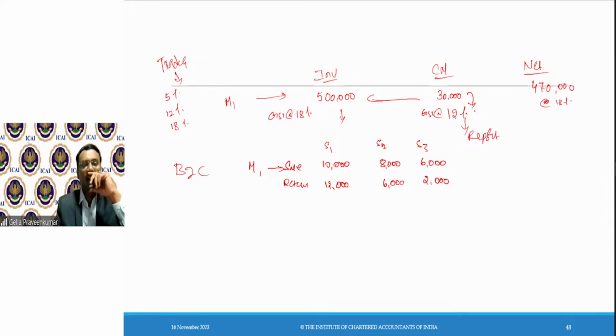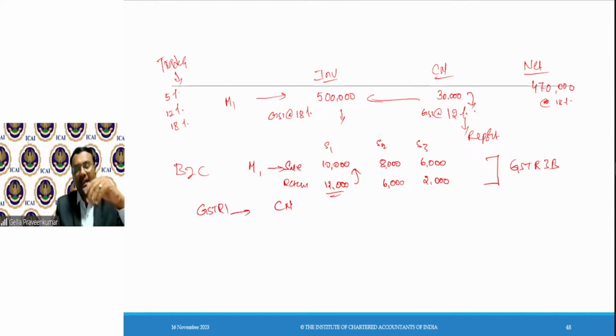Now, sales of 10,000, returns of 12,000. So how is it possible? Probably my sales of previous month got returned in current month. Now, because my sale return is higher than the sales, the accountant thinks only to the extent of 10,000, let me report. Now, this is what happens in case of my GSTR 3B. In case of GSTR 1, there is no restriction. In GSTR 1, I can report my credit note in the month in which I have raised this particular document.